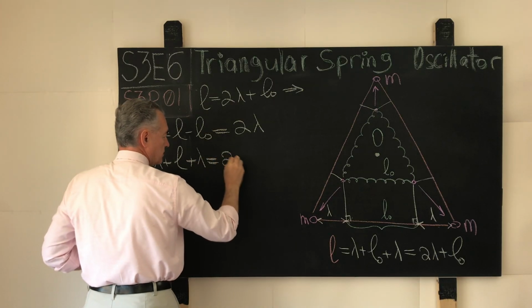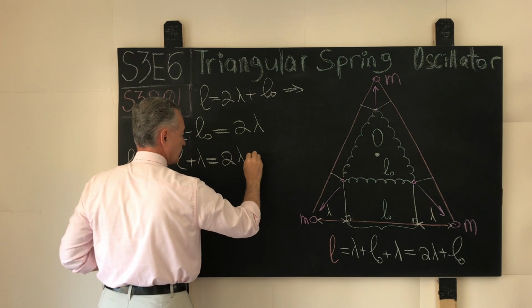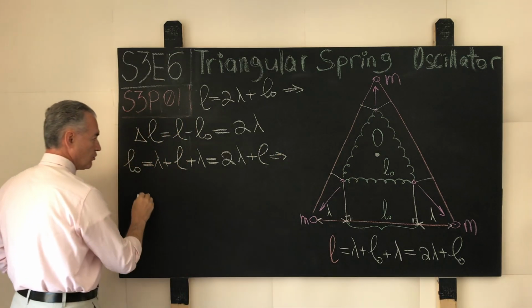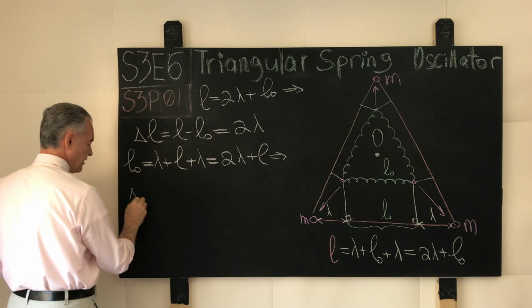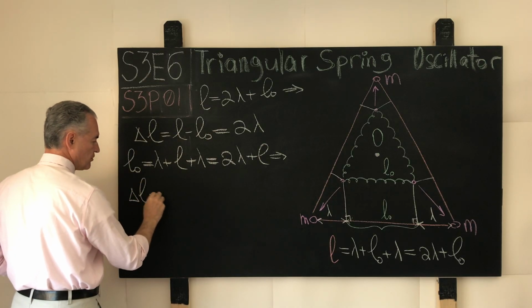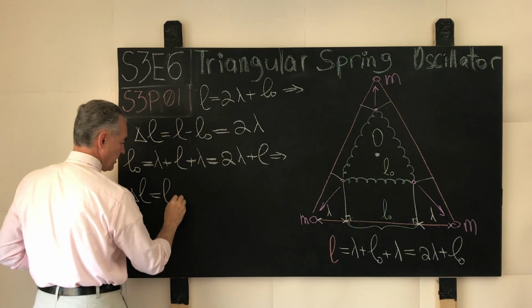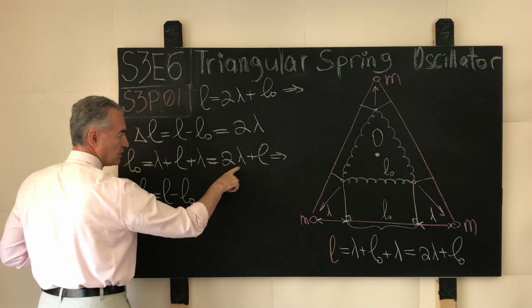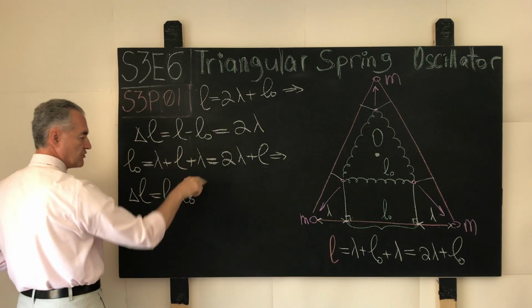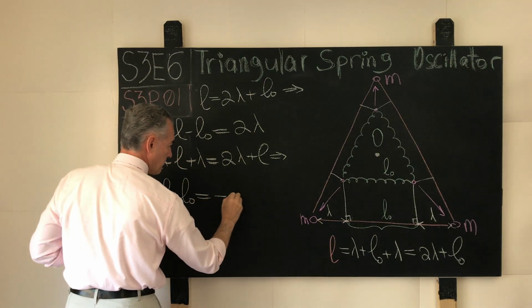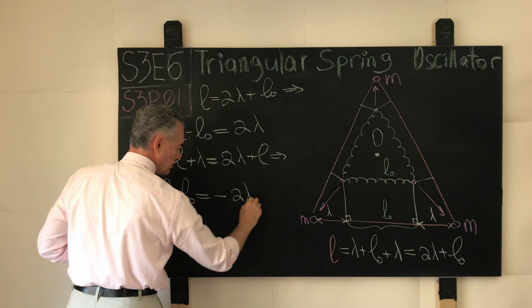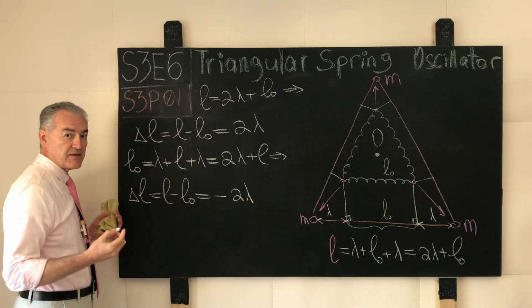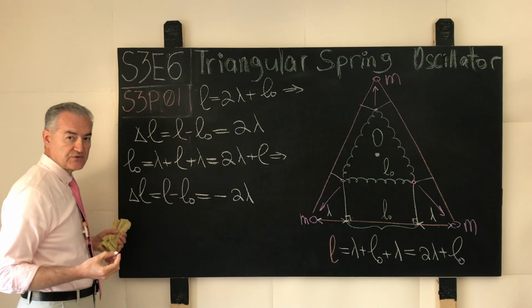Less lambda, so it comes out to 2 lambda plus L. And from that relation, what will we say? We'll say that delta L in this case, which is still L minus L0, L minus L0, 2 lambda moves to the left-hand side of the equal sign. It will be minus 2 lambda. And that negative sign over here mathematically reflects which physical phenomenon?